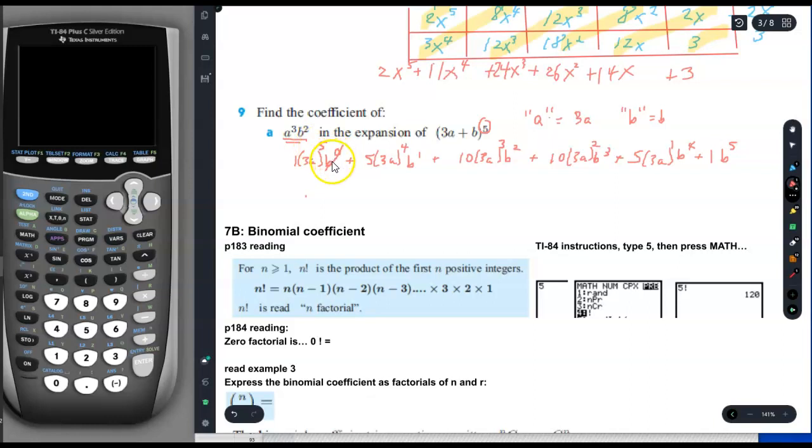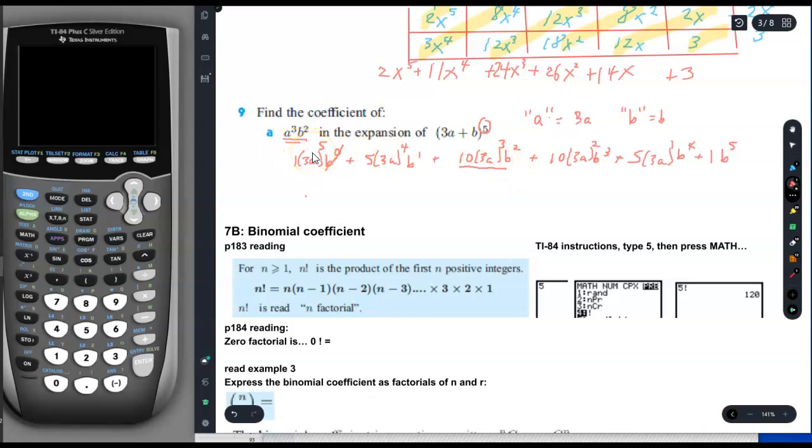Which one is a cubed b squared? Well, it's not this one, because this one's a to the 5th, right? This one's a to the 4th. It's not that one. Maybe it's this one. A cubed b squared. Yeah, so it's this one. So we're not going to simplify any of the others. We're only going to simplify this one, because this is the only one they want. They want a cubed b squared.